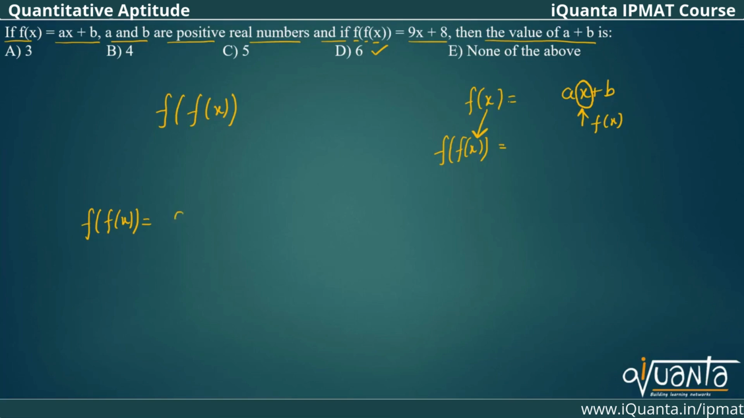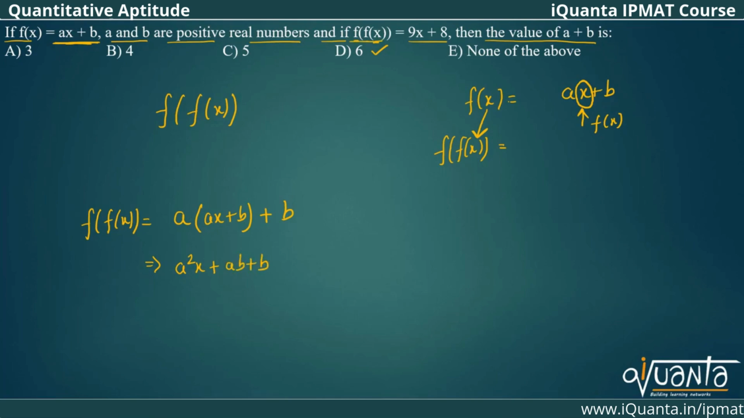f(x) was ax plus b. In place of x, we have to put f(x) now. So f(x) was given as ax plus b, so we will be writing a(ax plus b) over here, plus b will be over here. I hope this is understood. In place of x, directly put f(x). So this will be a square x plus ab plus b.